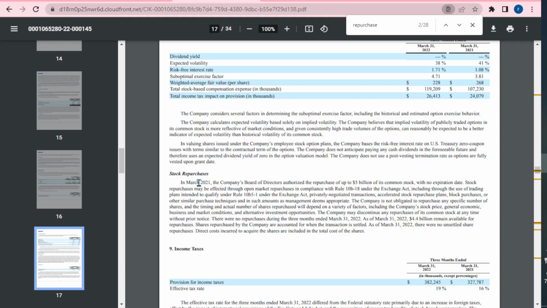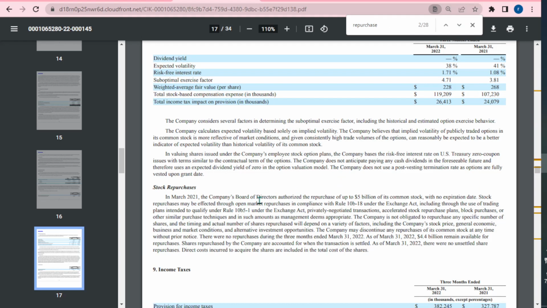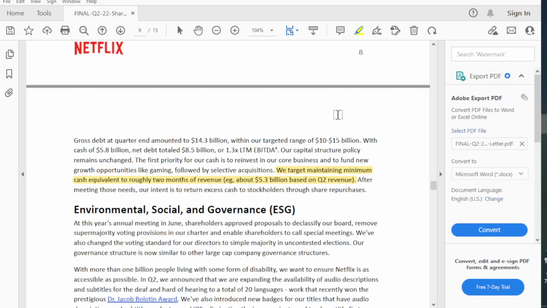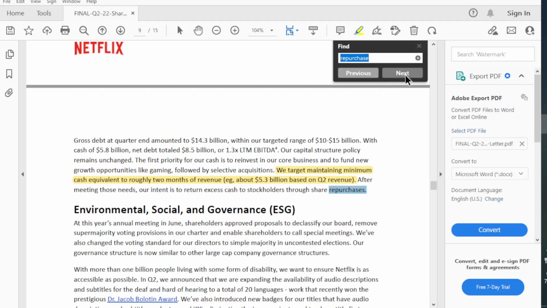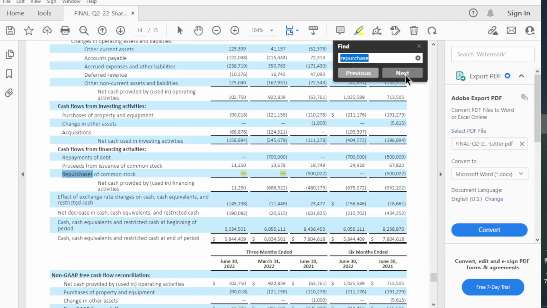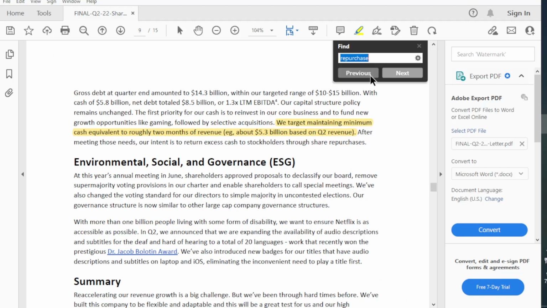So this is Q1, and right here they talk about their stock repurchase plan. They basically say that the company board of directors authorized, let me just zoom in for you guys, the repurchase of up to 5 billion of its common stock with no expiration date. So they actually did not purchase any stock in Q1 or Q2. The way that you could check for this is you could do a Control F. You could look up repurchases. And we're just going to go through these different ones right here. Oh, oops, I skipped it.